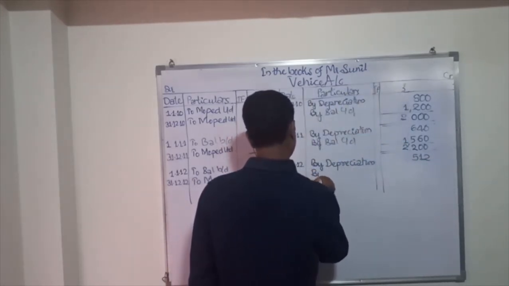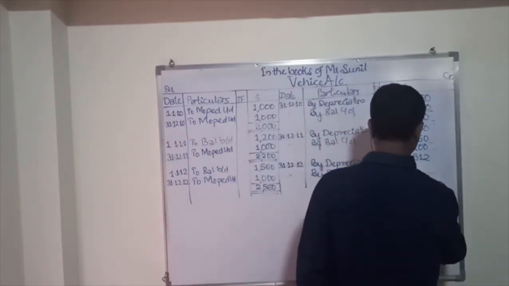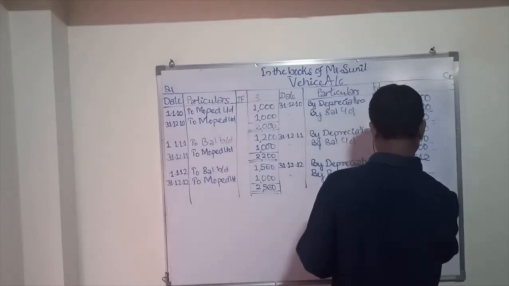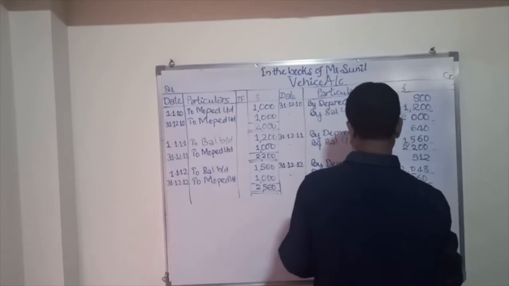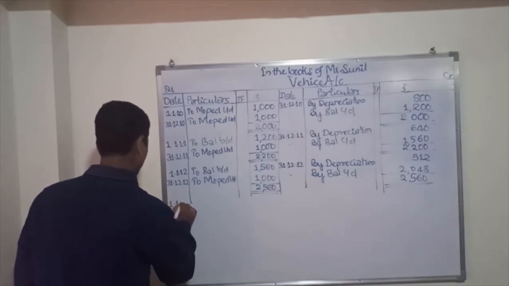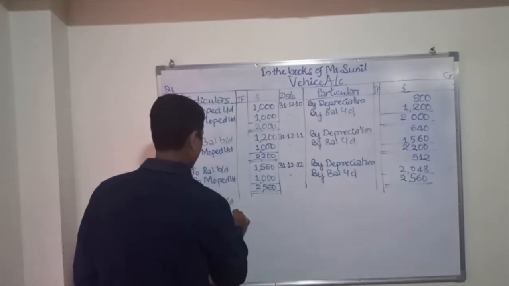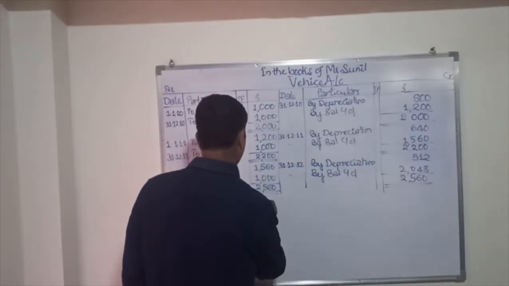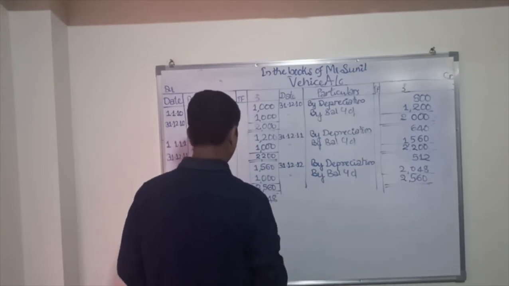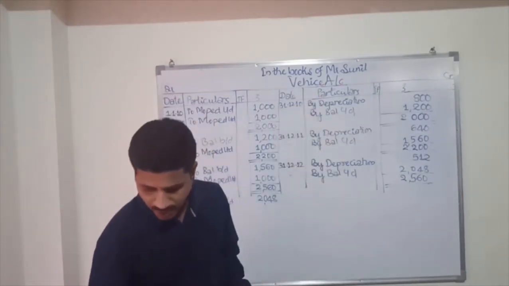On the same day, let's balance here. So by balance carry down. So 2560, 2 plus 8, 10, 1 plus 1, 2, 2 plus 4, 0 here. So 2048. The same balance which we have in the hire purchase also. So on 1/1/2013, let us write down here, to balance brought down, that is 2048. So this is how the vehicle account is prepared in the books of a hire purchaser.